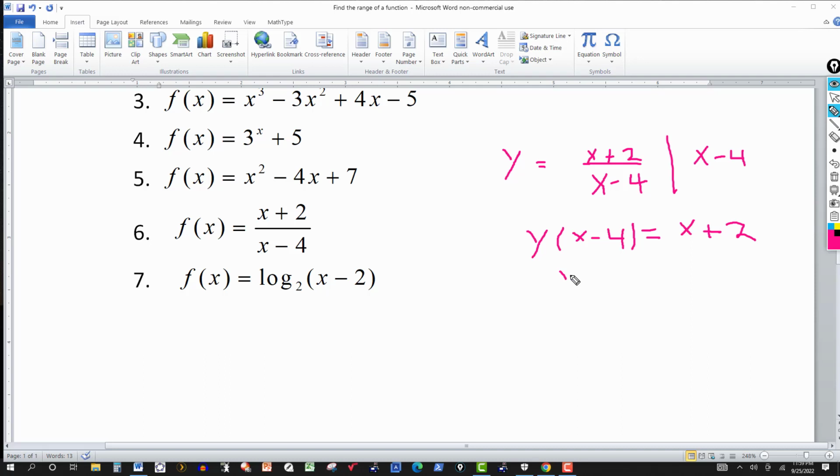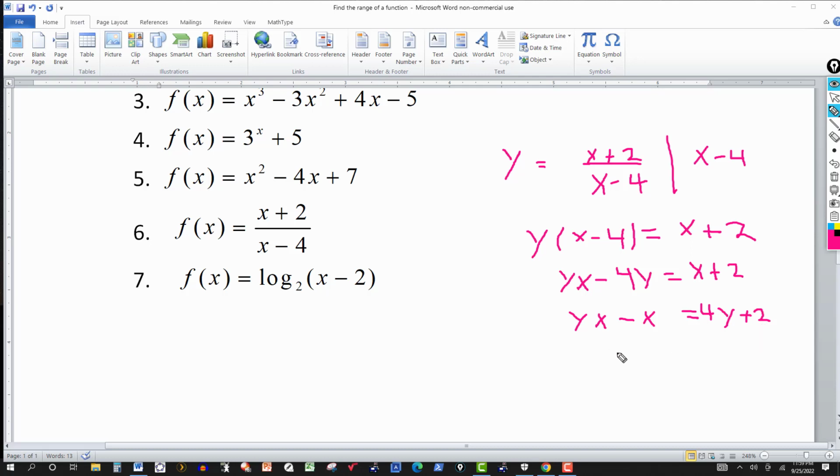Multiplying through by x minus 4 gives me yx minus 4y is equal to x plus 2. Remember, with this technique we want to solve it for y. So let's bring the x over. We get yx minus x, and the minus 4y goes over to the right side, so we change the sign. We get yx minus x is equal to 4y plus 2.